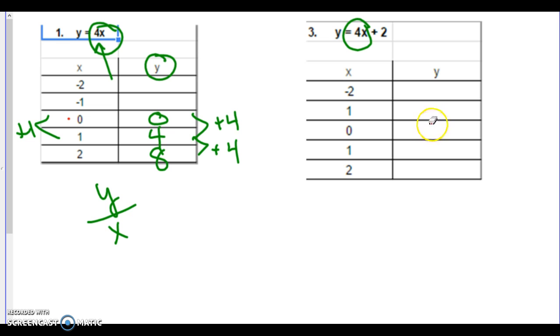So we realize when we fill in this table that when x equals 0 right here, y does not equal 0 because of this plus 2. And so we talked yesterday that this point right here is the y-intercept. This is where the graph will intercept the y-axis.